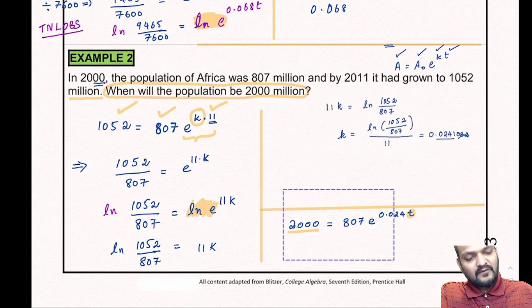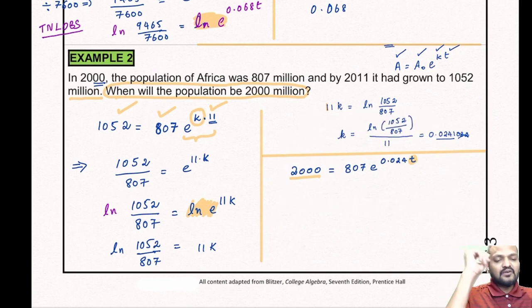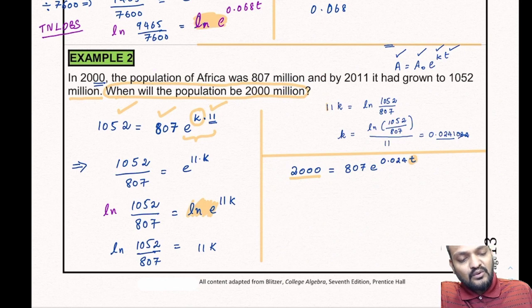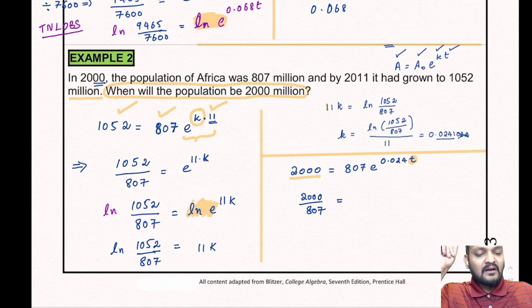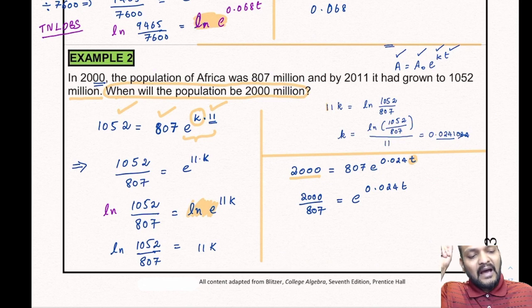All right, so when we do that, let's see. So now I can move this up here. So the same technique that we're going to do there. So I'm going to isolate the e. To do that, I'm going to divide both sides by 807. If I do that, you would agree with me, I'm going to have 2000 over 807 equals e to the 0.024t, right? Now, to isolate the t, I'm going to take the natural logarithm on both sides.